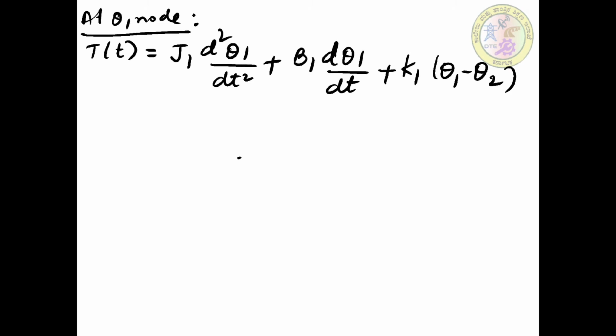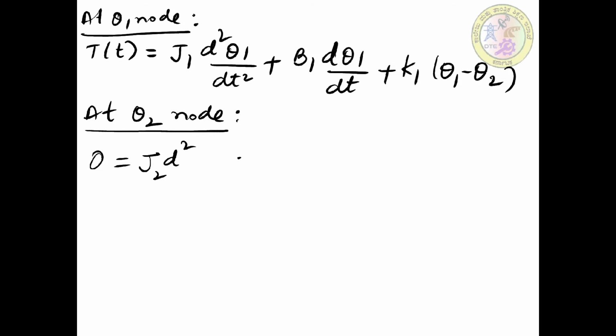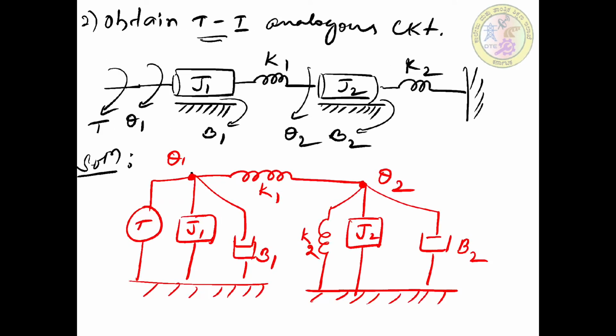And this is the first equation. Okay. Similarly, at the theta 2 node, we have J2 d squared theta 2 by dt squared plus what we have there is a B2 resistor.